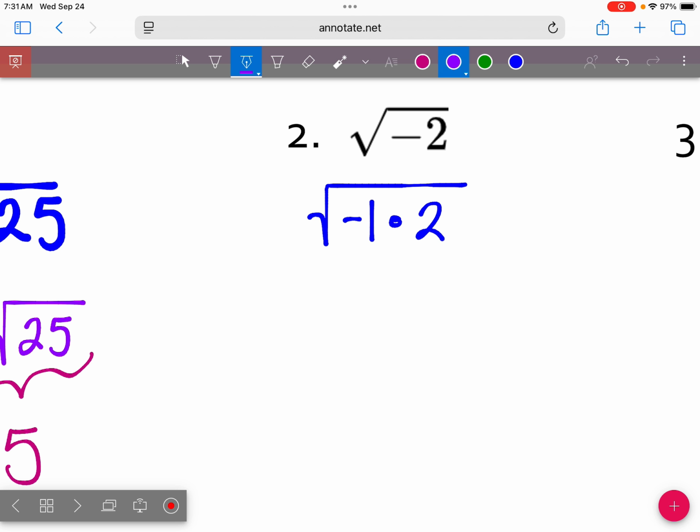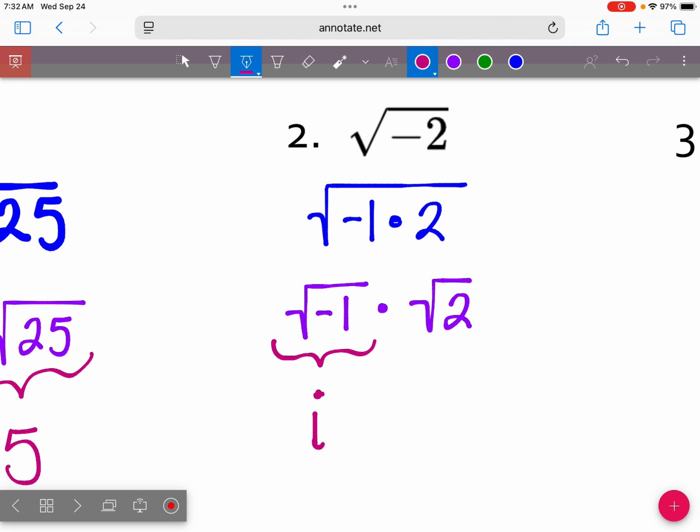So I break it apart into multiplication. Then I'm going to split these apart into separate pieces. I've got my square root of -1 times my square root of 2. Well, the square root of -1, that's the piece we call I. That is our new piece for today. Anytime we have the square root of -1, that is I.